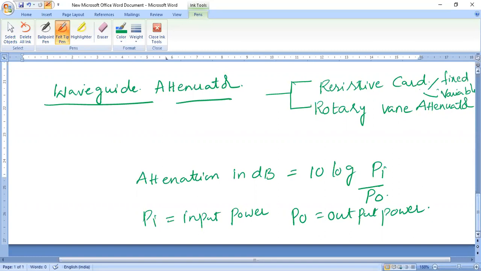Any doubts? Except 47, everyone can leave. What is the next class? VLSI, ma'am. Okay, that madam is waiting also. Okay, rest all can leave.